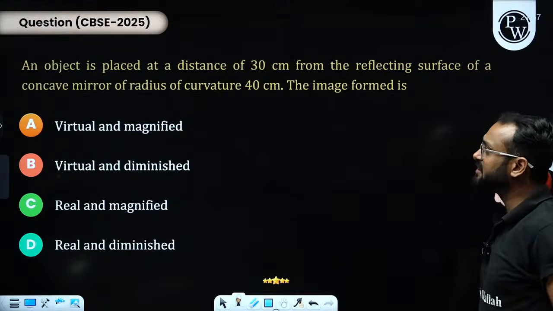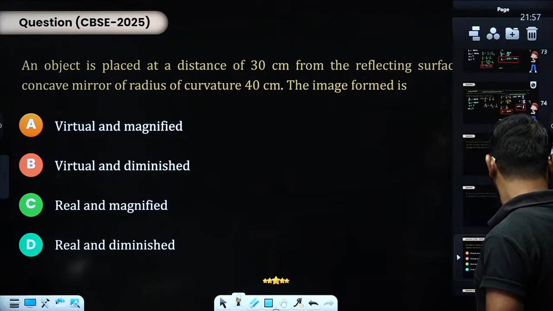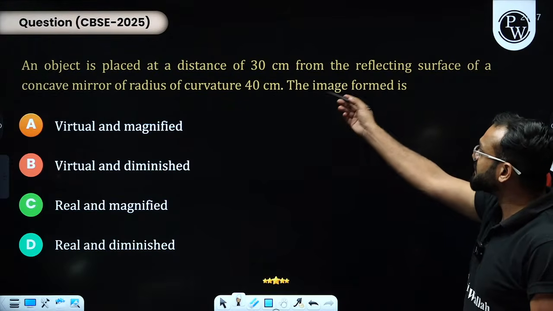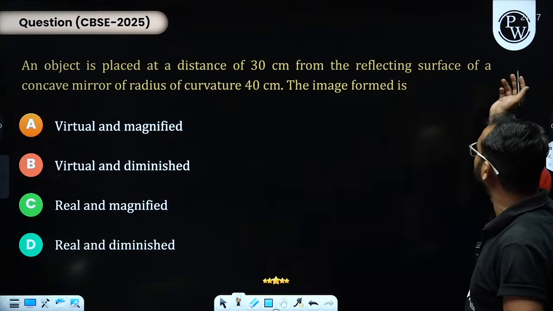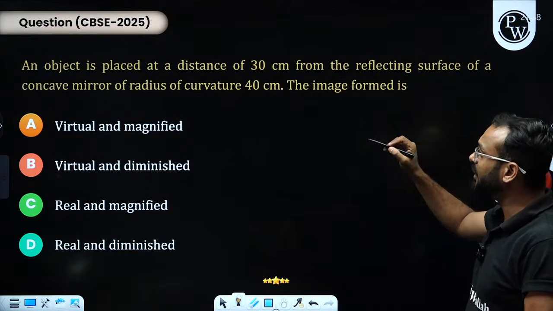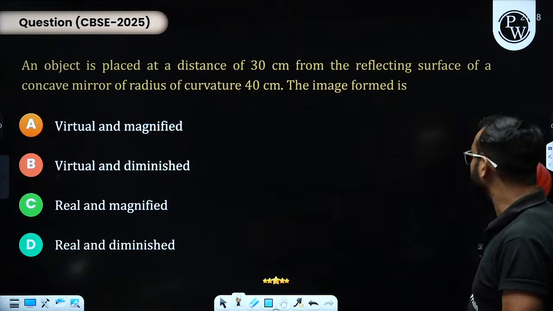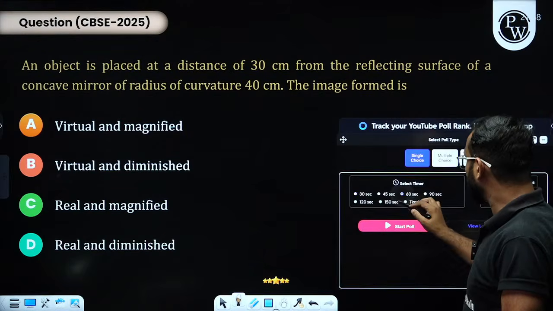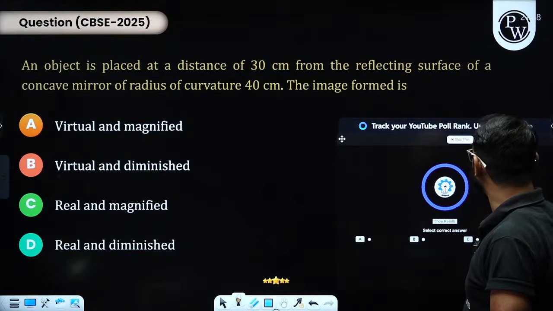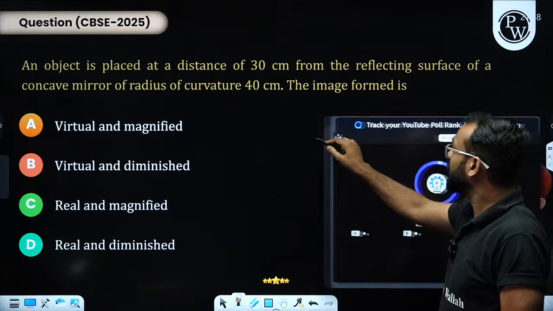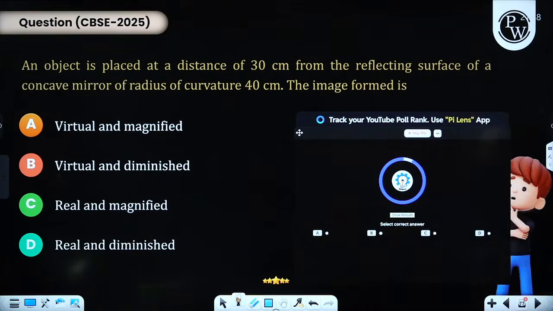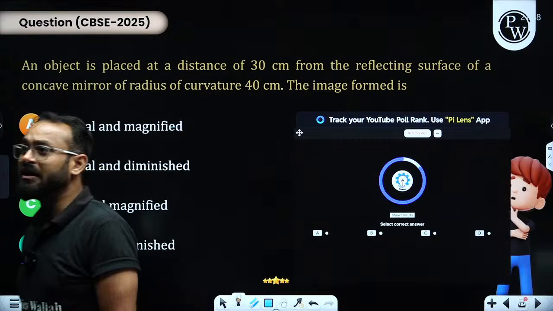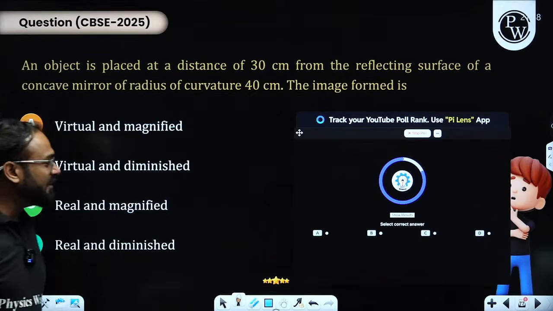This question was asked in 2025. An object is placed at a distance 30 centimeter from the reflecting surface of a concave mirror of radius of curvature 40. The image formed is. I am giving you 45 seconds to solve this. Everyone, try this question. Those who are present, please try this question and tell me what will be the nature.